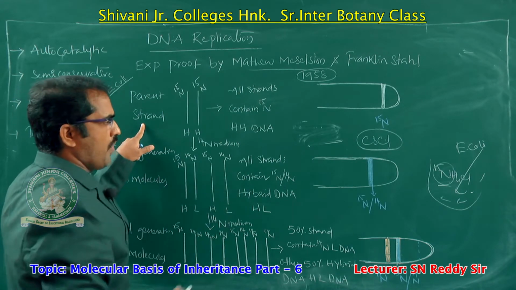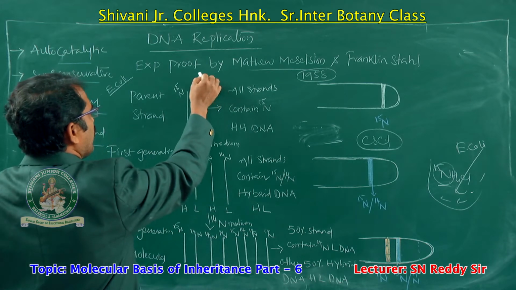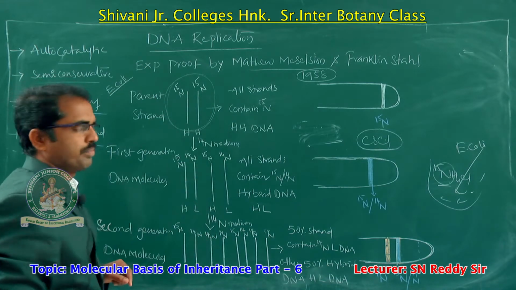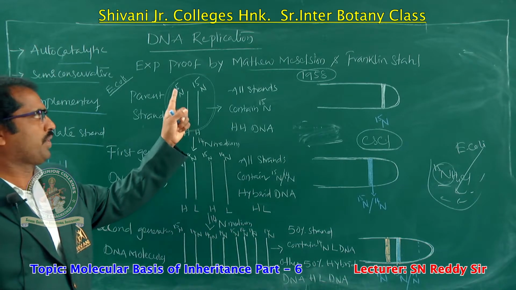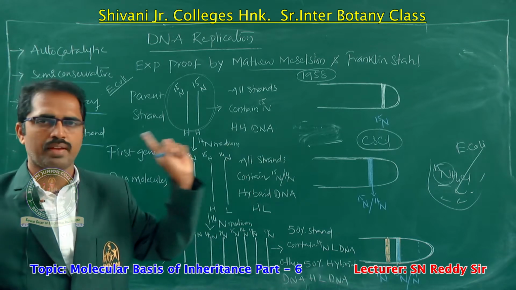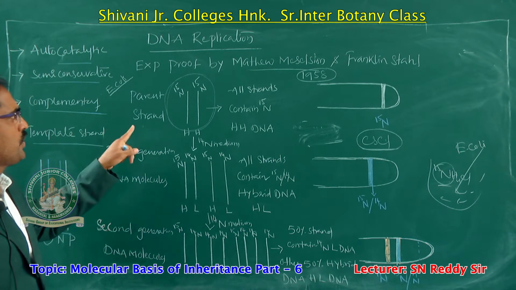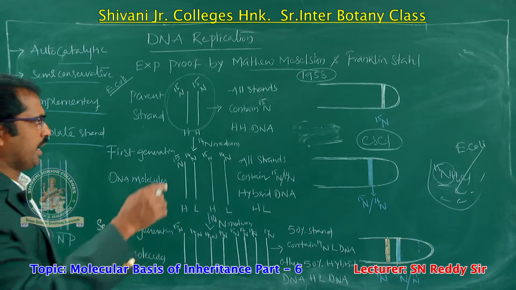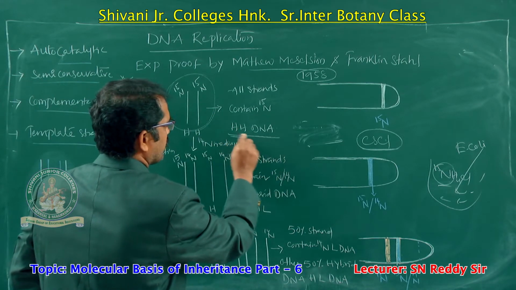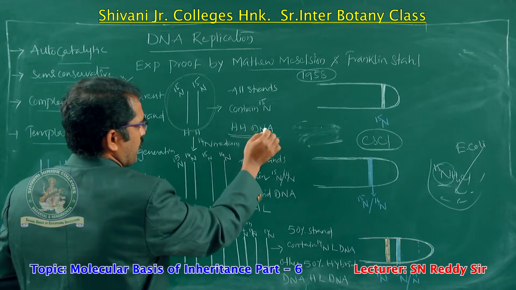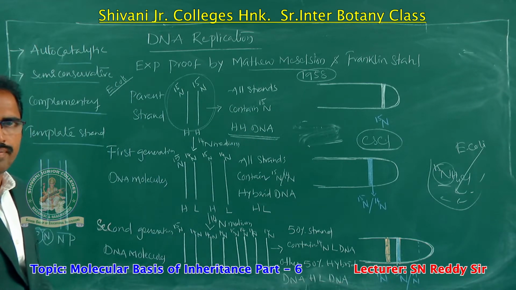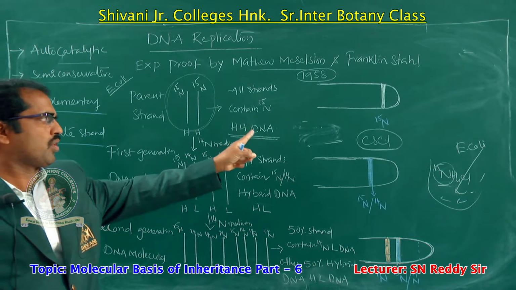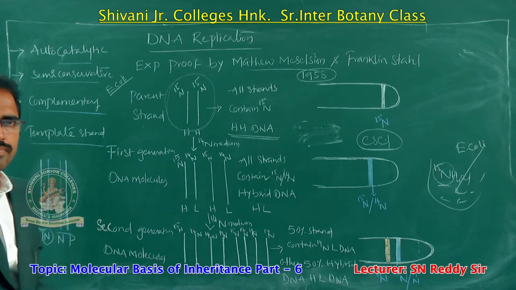After culture, they get only N15 heavy isotope containing DNA strands. Both the strands are with N15 because the medium is only heavy. So after a few generations, they get N15 containing DNA strands, that is the heavy DNA. All strands containing N15 heavy DNA. So if they absorb those DNA strands with N15, that is what we call heavy DNA. This is the first step.